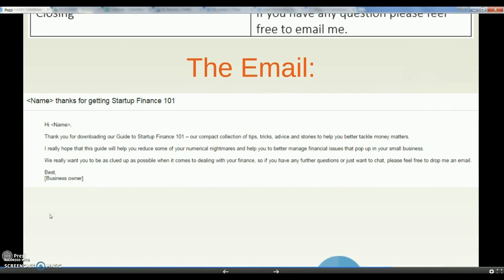And then we scroll down to the actual email. This is a screenshot of an email that was actually sent out to a lead. Here you can see that it's thanking the lead for downloading the guide, giving them a bit more insight about what the guide is about. And then lastly, a call to action saying that should the lead have any further questions or just want to chat about the guide, they can contact, in this case, the business owner directly.